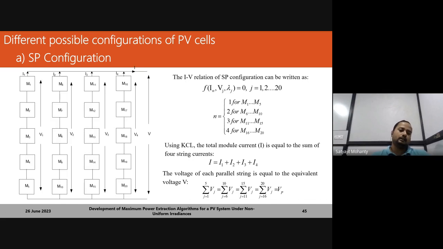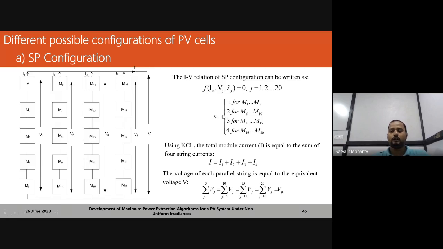Okay, here you can see 5 cells or 5 modules are connected in series, and 4 sets of 5 modules are connected in parallel. In this, what we take into account are In, Vj and lambda j. What is lambda? Lambda is the number of the modules. Here we have taken 20 cells, so you can see here it is the 20 cells.